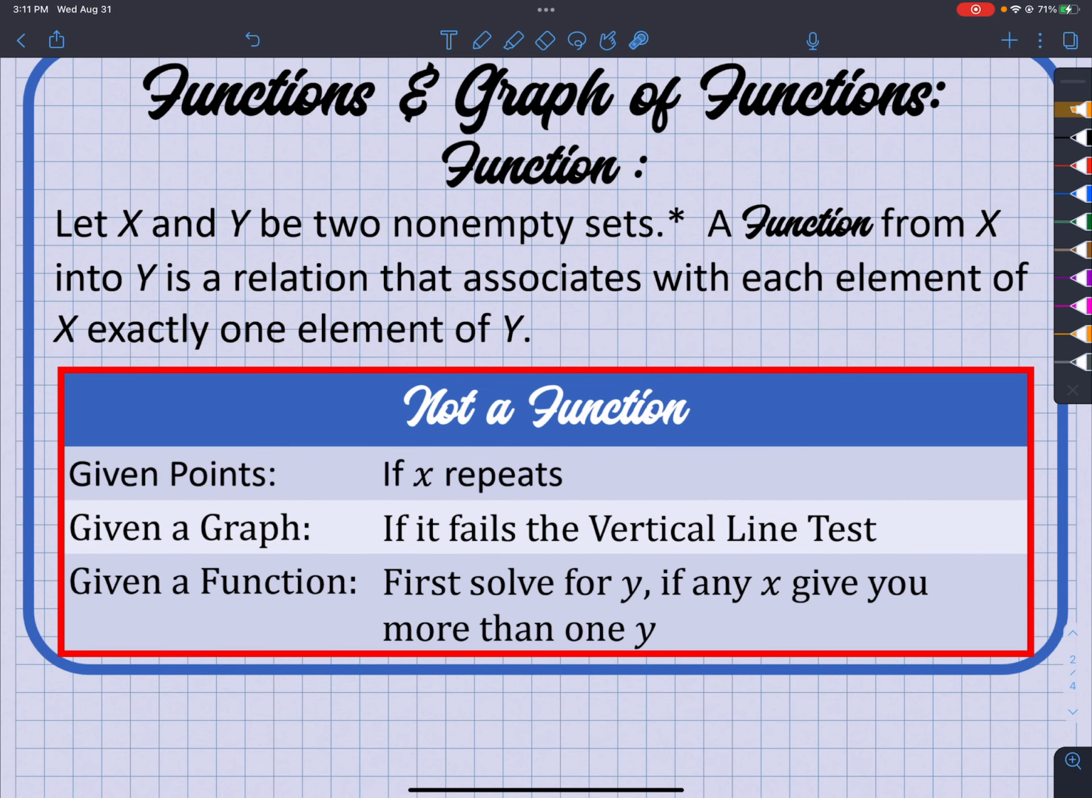So when do we know when a function is not a function? Well, it all depends on what we're given. If we're given a bunch of points, then if the x repeats, then it's not a function. If we're given a graph, if it fails a vertical line test, it's not a function. If we're given an equation as a function, then we have to first solve for y. And if any x can give you more than one y, then it is not a function.